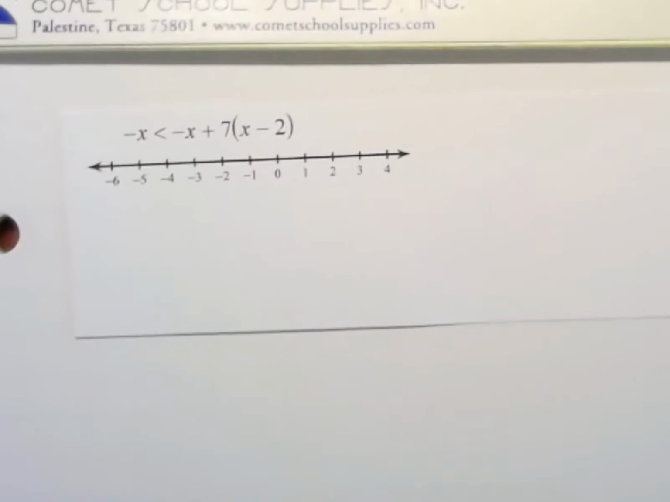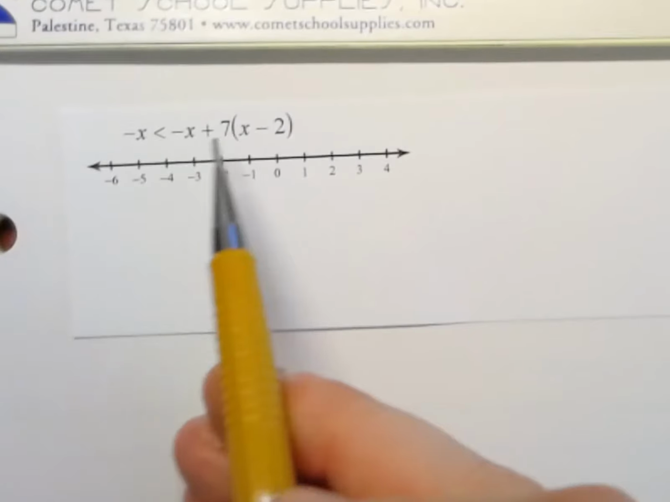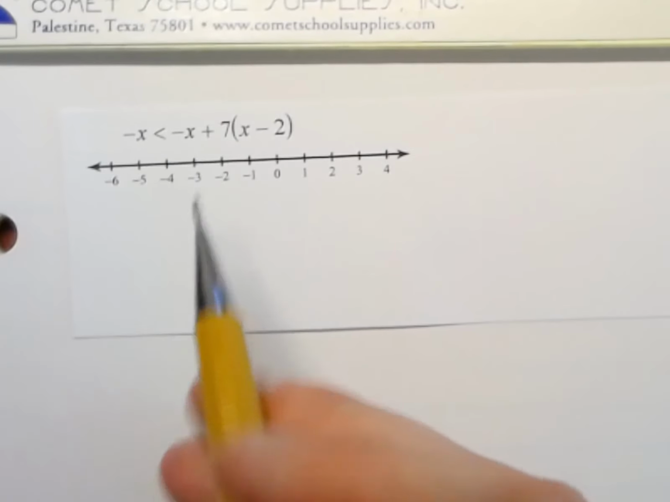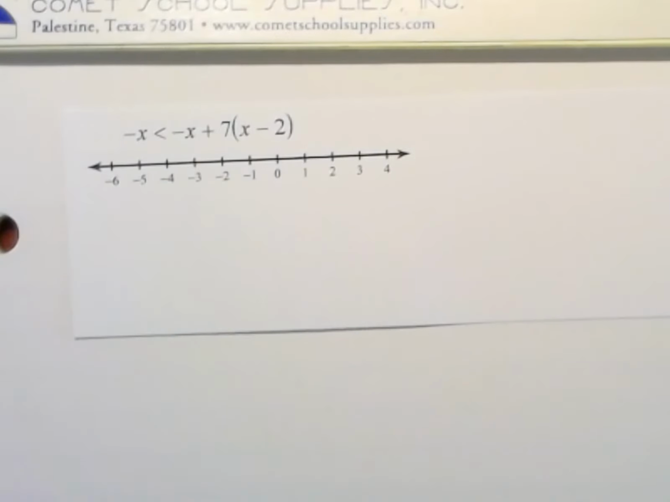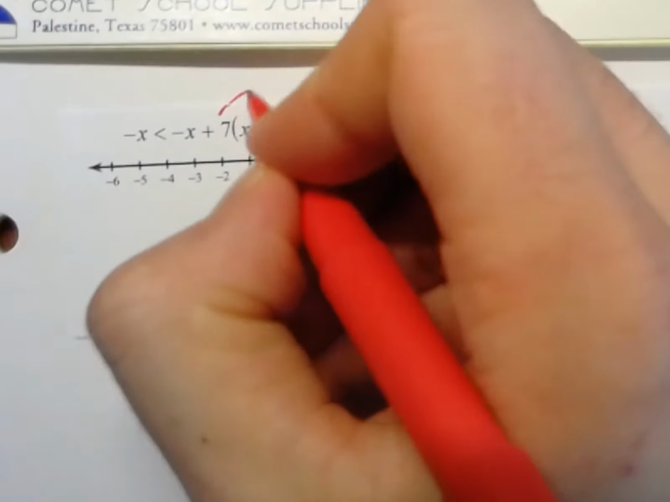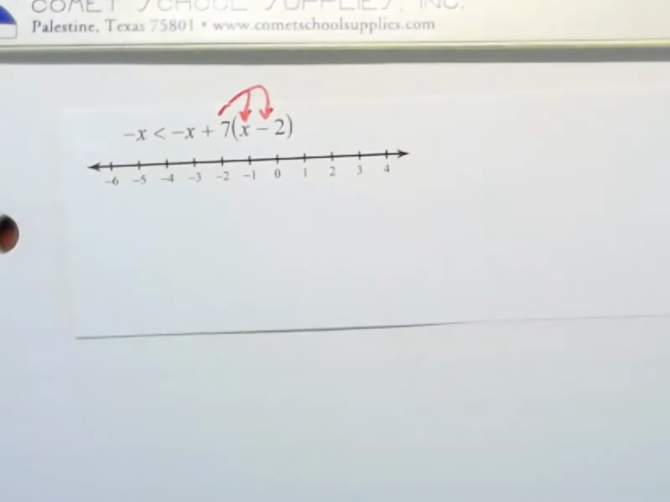Couple more problems here. A few x's to deal with. So it's not going to really matter which way we do this. I'm going to recommend that we just go ahead and distribute. Might as well.